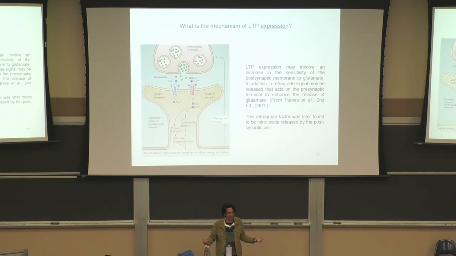And then that created this issue: how does the presynaptic cell know which synapse to strengthen? It was first just theoretically thought that there must be some communication from the postsynaptic cell to the presynaptic cell, because otherwise how would it know? And later they found this retrograde factor, and that was nitric oxide.